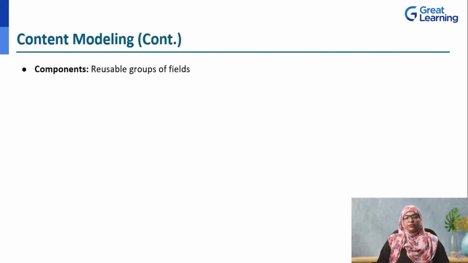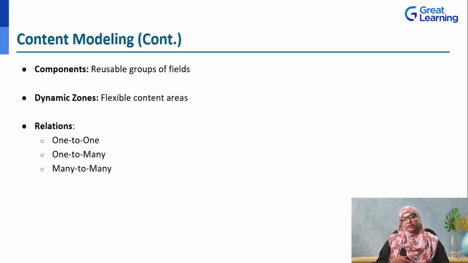Okay, and then we also have components that are reusable groups of your fields, and then you have your dynamic zones, which are flexible content areas. And when we talk about relationships, there are different types of relationships, that is one-to-one, one-to-many and many-to-many relationships. These are very familiar terms which you would have learned in the basics of your databases as well.